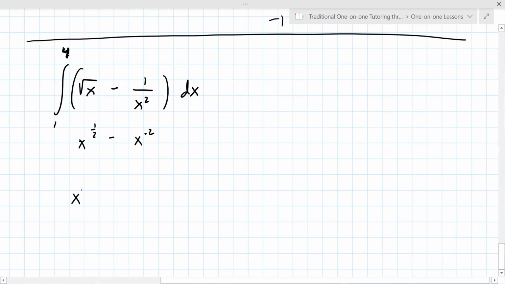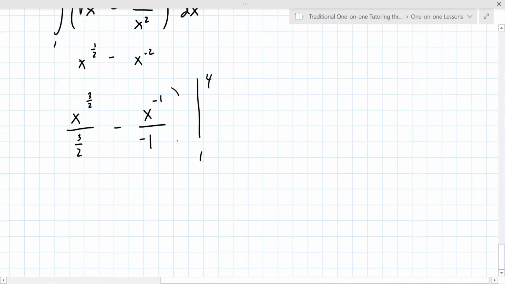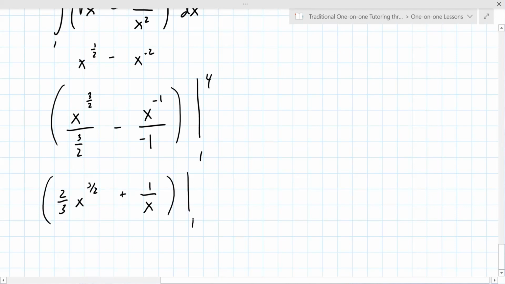So then you have to add 1, minus x, the negative, 1 over -1, and so these are going to combine, which is going to help here. At some point you want to rewrite the fractions. So I would do it here: 2/3 x to the 3/2 plus 1 over x.